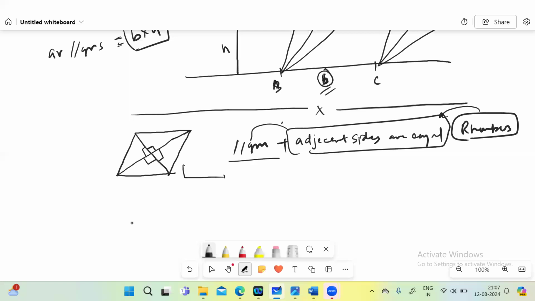So the diagonals of rhombus bisect each other perpendicularly.